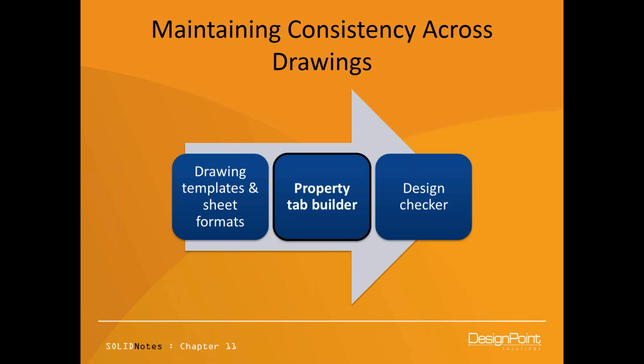Okay, so now that we've gotten started on the right foot, let's talk about Property Tab Builder. Property Tab Builder is a standalone utility that you can use to create a customized interface for entering standard properties, including your custom properties, into SOLIDWORKS. Just as we did with our drawing templates, the custom tabs we create here are saved as a file, and they can easily be distributed across the company. So let's jump back into SOLIDWORKS, and let's see how we can use this utility.